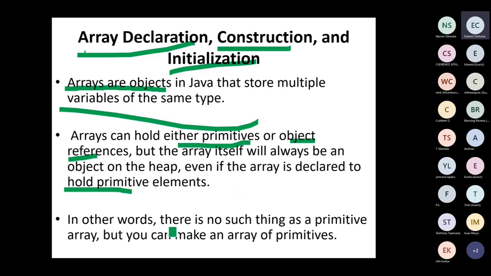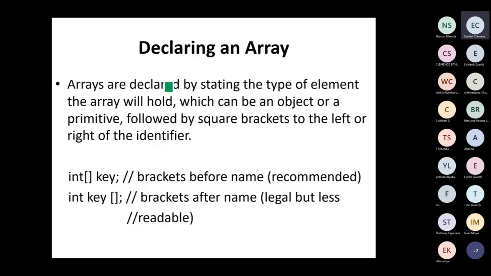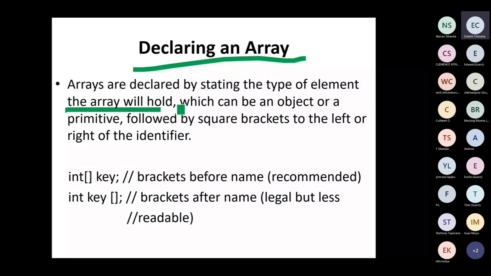So in other words, there is no such thing as a primitive array, but you can make an array of primitives, or of primitive data types. So let's talk about declaring an array in Java. Arrays are declared by stating the type of element the array will hold. Maybe it's an integer, a string, something like that.